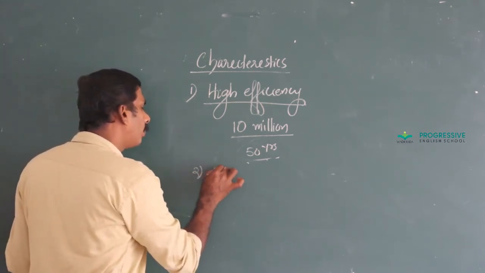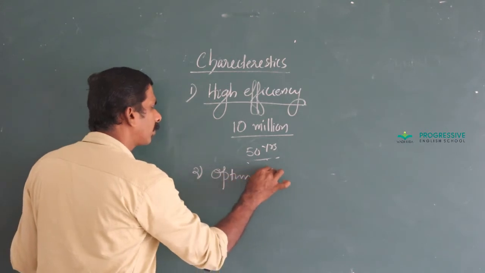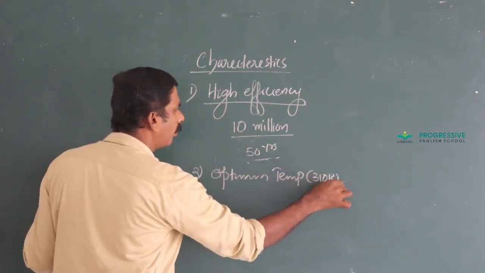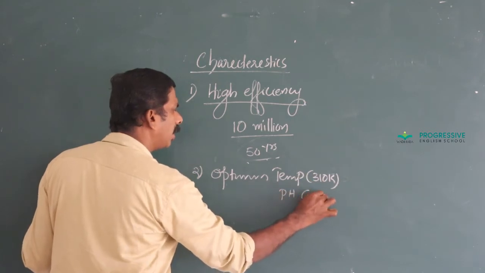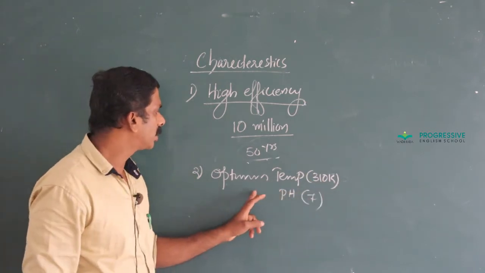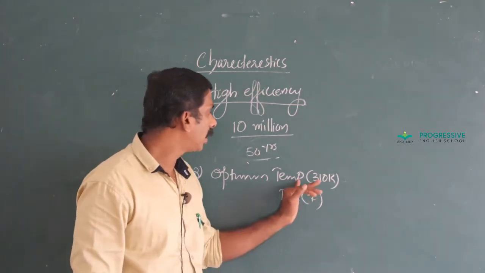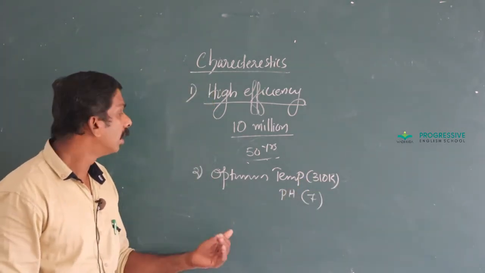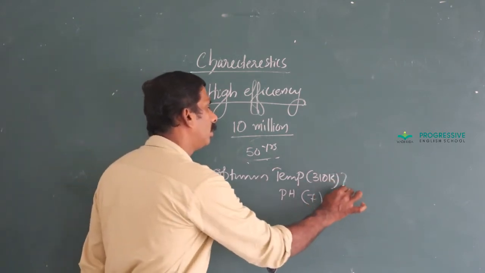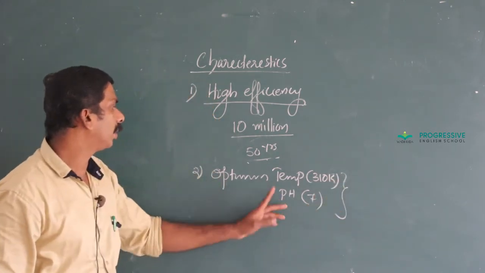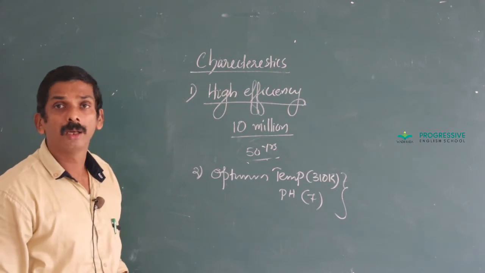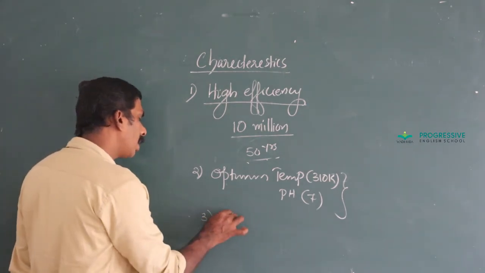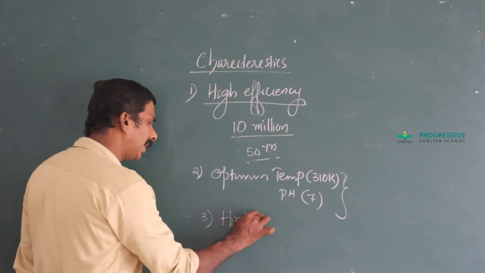Then optimum temperature and pH. Neutral medium, temperature 310 Kelvin. The enzyme activity is more at a particular temperature and in a neutral medium. Then enzymes are highly specific in nature.